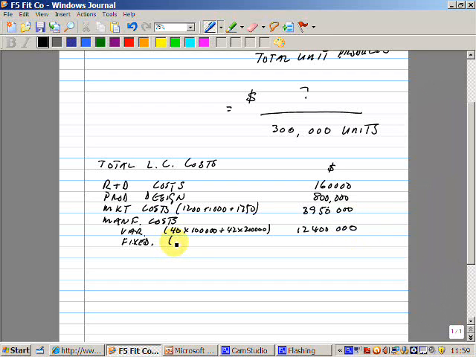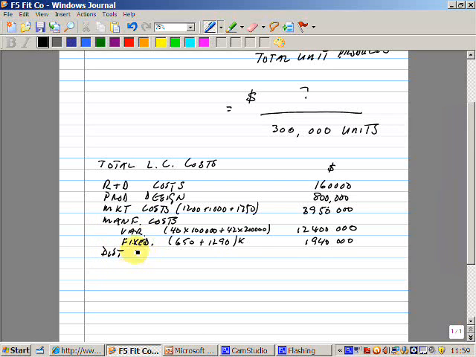The fixed costs, 650,000 plus 1290k. Okay, be careful with your thousands. Make sure that I'm just showing them there in Ks. Okay, that's that.